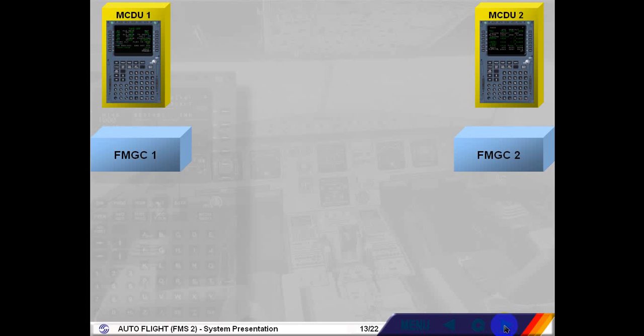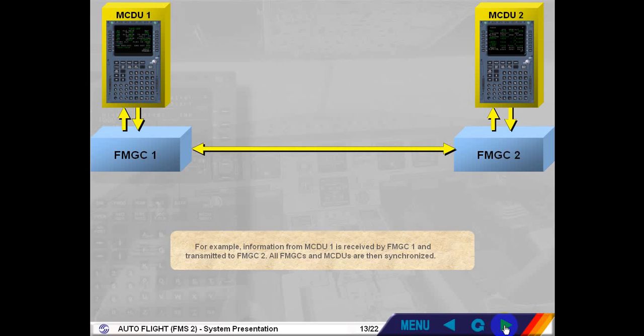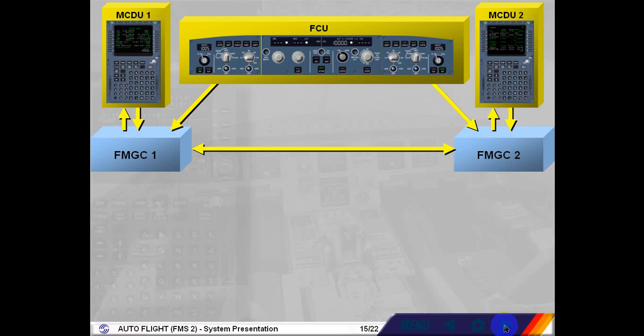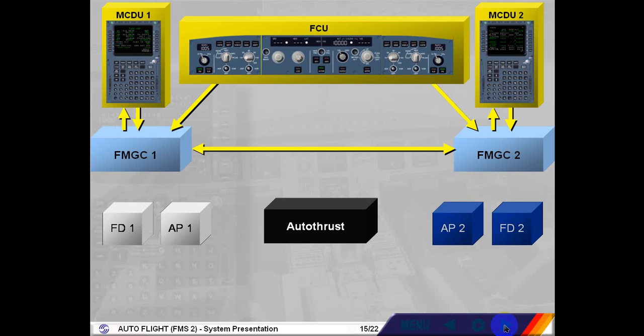For example, information from MCDU-1 is received by FMGC-1 and transmitted to FMGC-2. All FMGCs and MCDUs are then synchronized. The inputs from the FCU are fed to both FMGCs. Both FMGCs send their commands to the FDs, the autopilots, and the autothrust system.